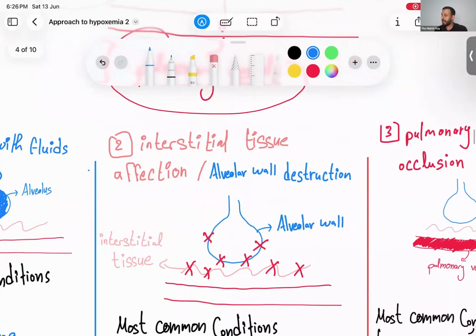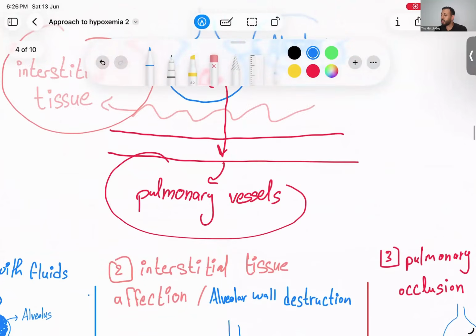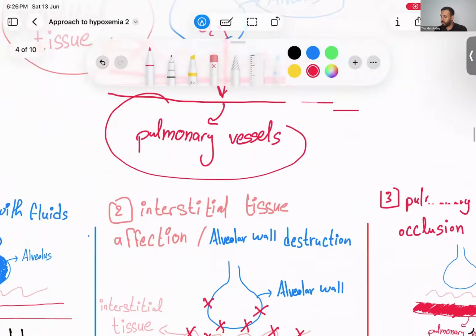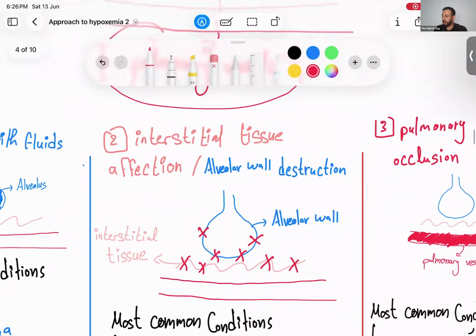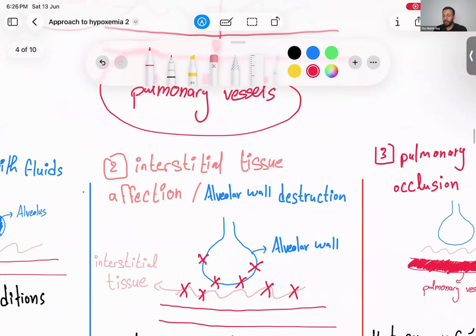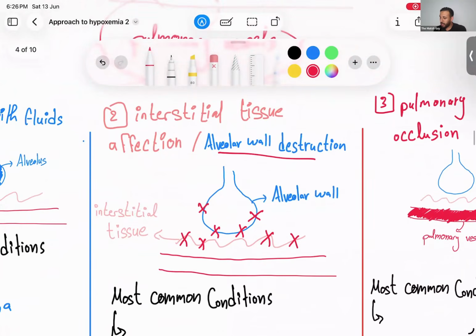Now let's talk about the problem in the diffusion itself. What may lead to a problem in the diffusion itself? Okay, so yes, ARDS is gonna lead to pulmonary congestion. Okay, now to the second part. The second part is interstitial tissue. So when there is an interstitial tissue affection or alveolar wall destruction, there is affection of the diffusion. There is decreased diffusion capability.